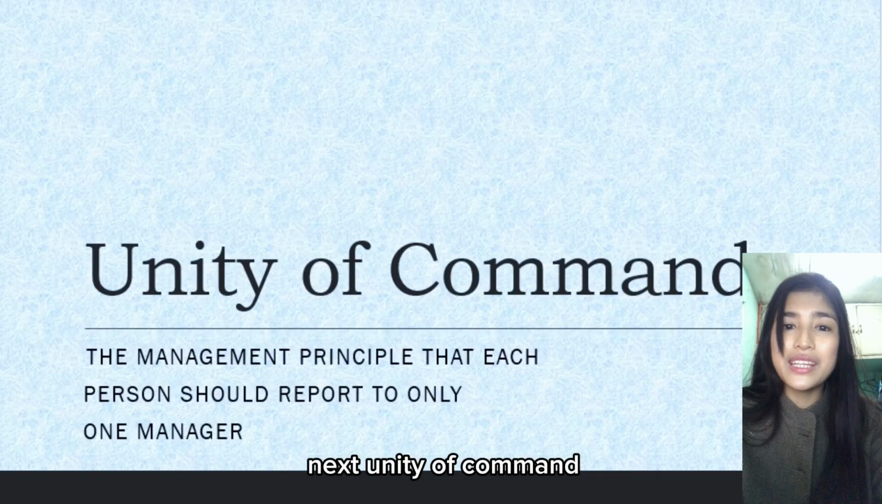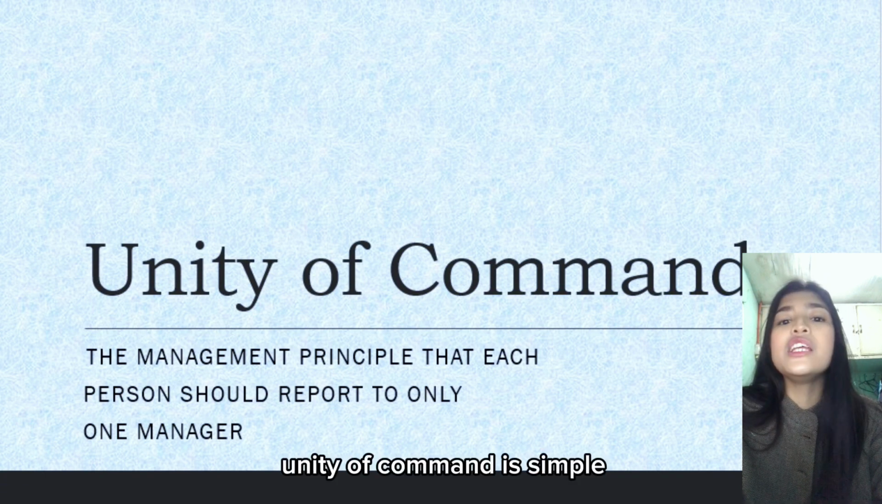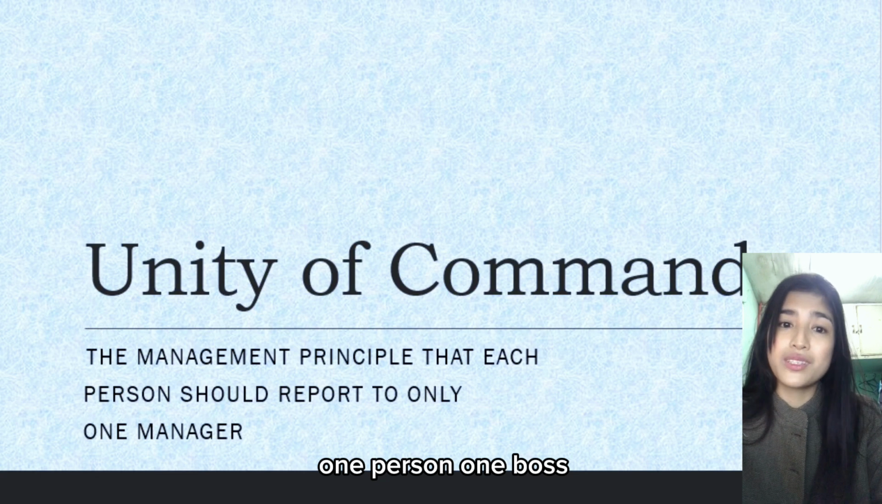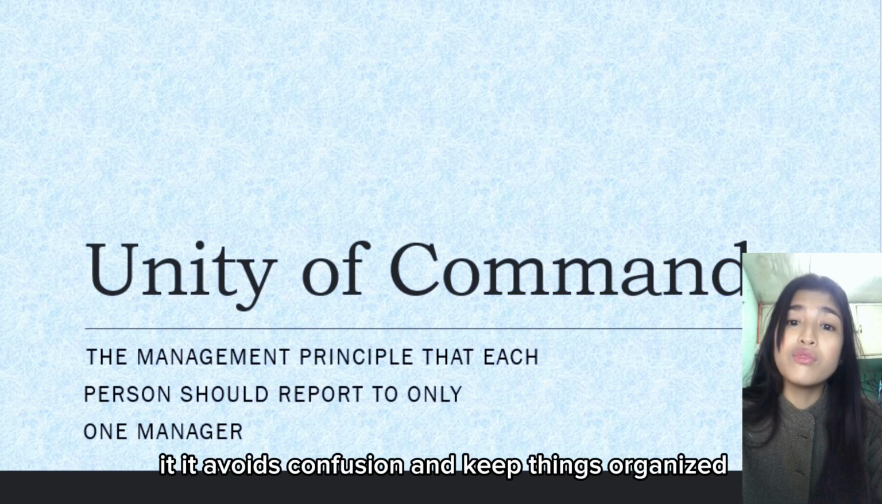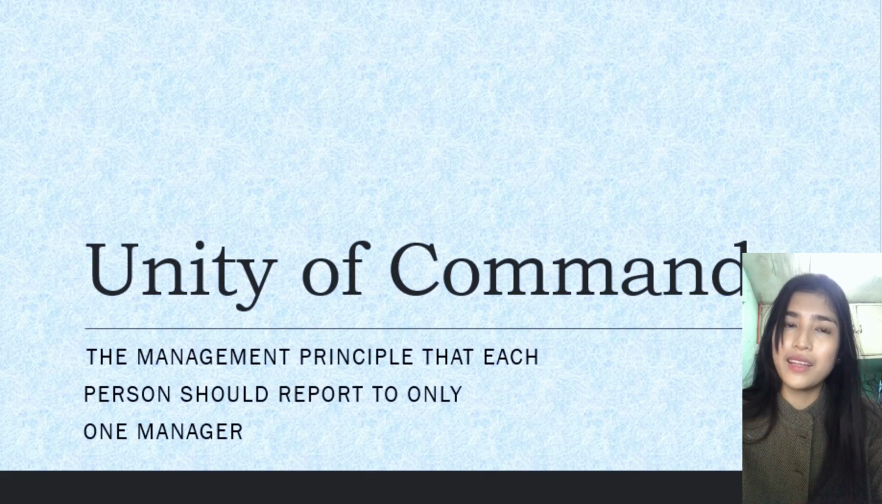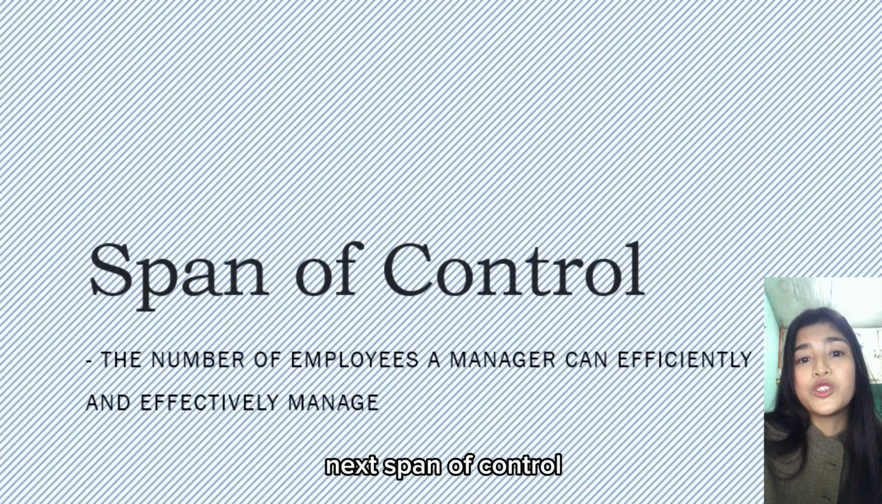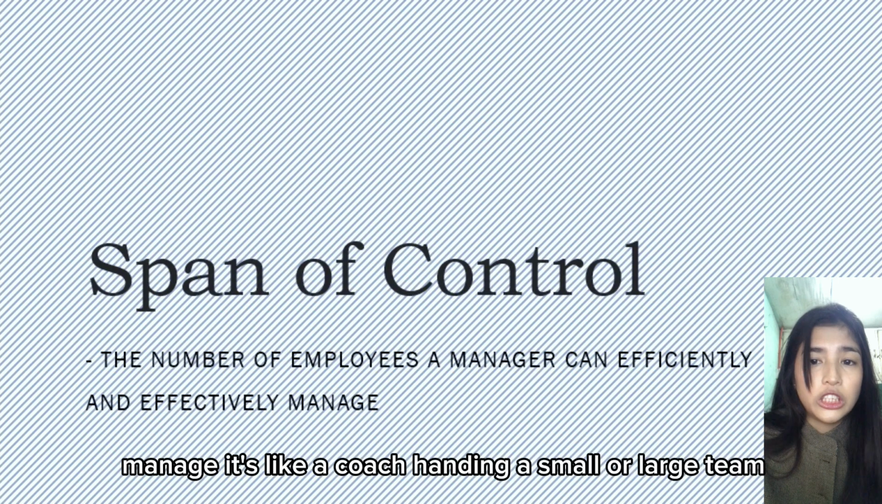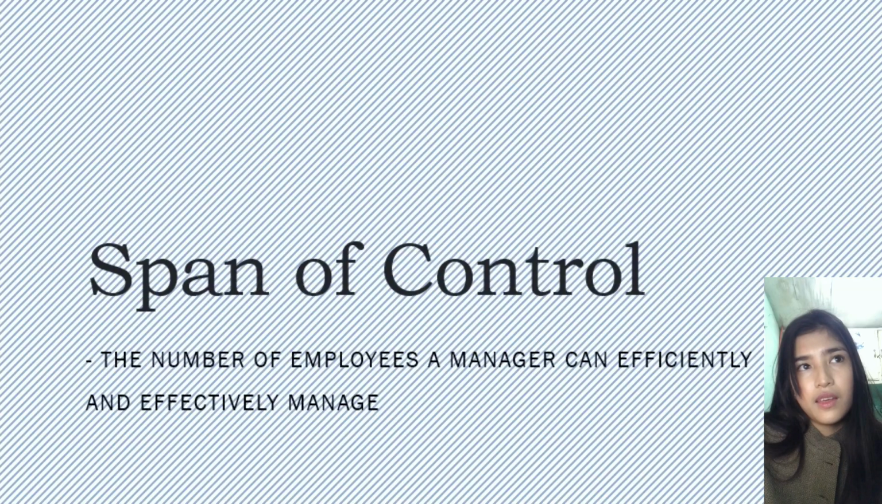Next, unity of command. Unity of command is simple. One person, one boss. It avoids confusion and keeps things organized. Next, span of control. This is how many employees a manager can effectively manage. It's like a coach handling a small or large team.